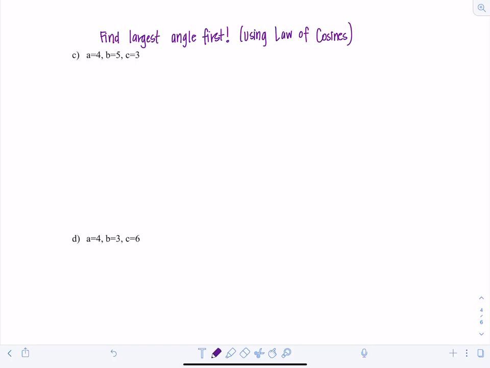So if we find the largest angle first, if it's obtuse, meaning if it's larger than 90, then cosine inverse will give us its correct value. And then I don't have to worry when I find the other angles. That's going to be my only obtuse angle, so I can use law of sines. And if it's not obtuse, then I know the rest are going to be acute as well, since it's the largest one. Okay, so let's draw out our triangle.